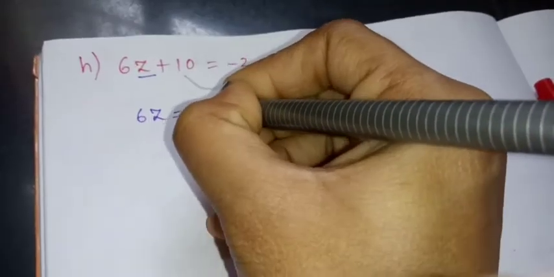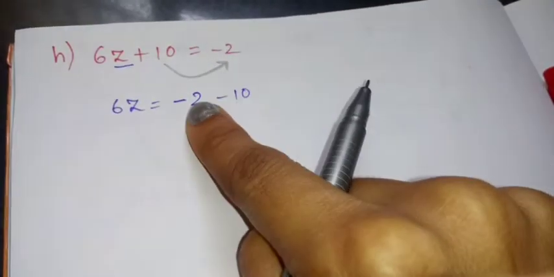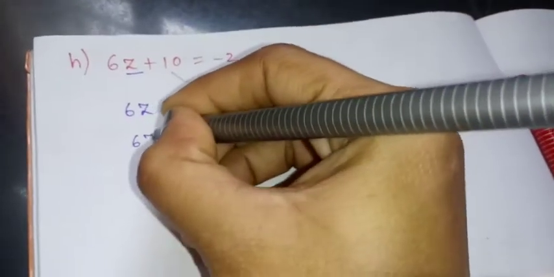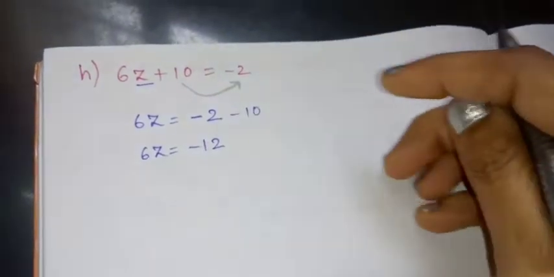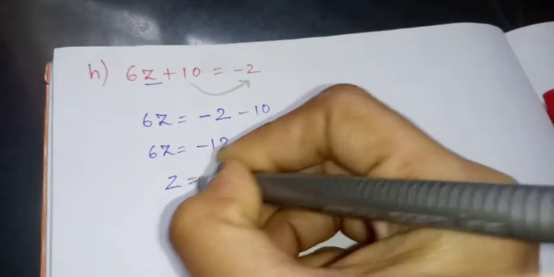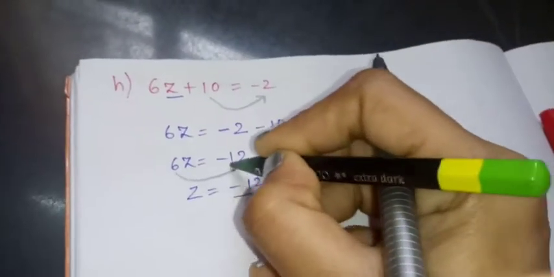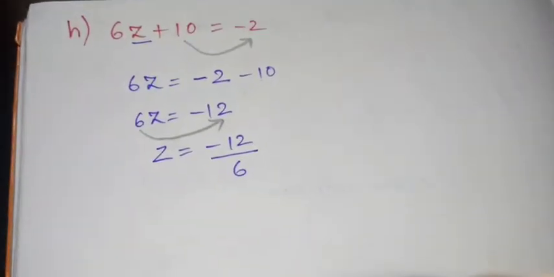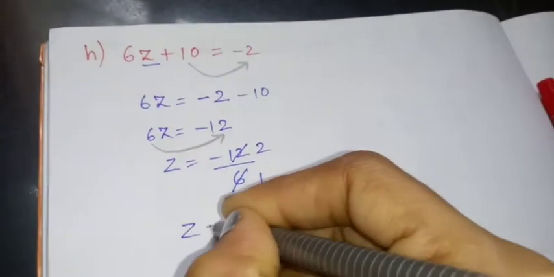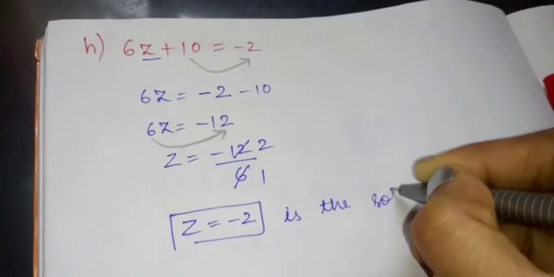6z is equal to minus 2 minus 10. Plus 10 goes to that side and becomes minus 10. 6z is equal to minus 12. Minus 2 minus 10 is minus 12. Then z is equal to minus 12 divided by 6. Why? Because I am bringing the 6 to the other side, so it becomes divided by 6. 6 ones are 6, 6 twos are 12. So z is equal to minus 2 is the solution of the given equation.